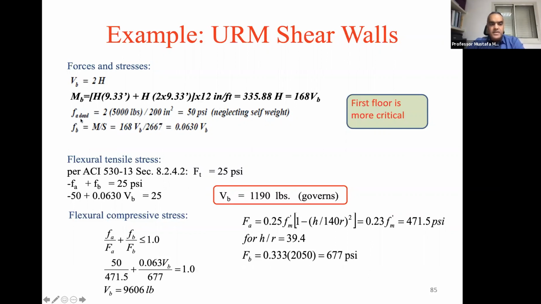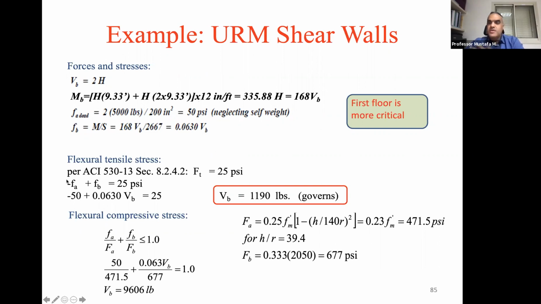And we can calculate the axial load: twice 5,000, divided by the area, 200 inch square, we have 50 psi without the self-weight. And then the bending stress is M over S. So 168 VB divided by the section modulus, 2667 inch cube. That's 0.063 VB. Now the base shear is unknown, so H is unknown.